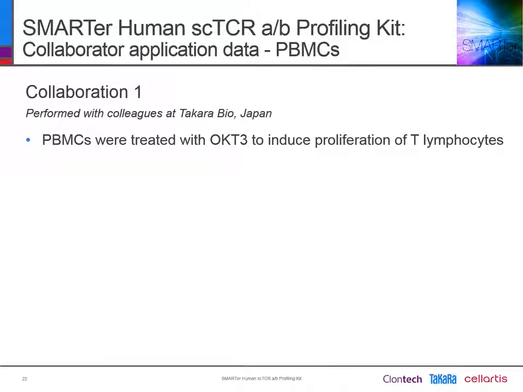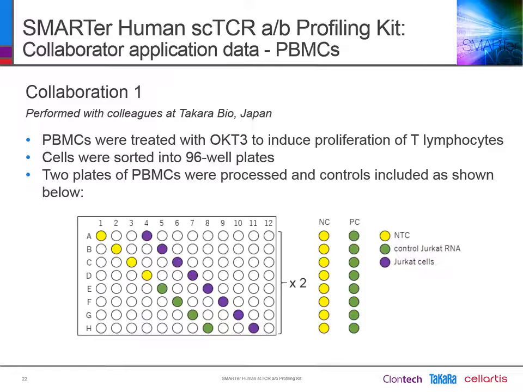The PBMCs were treated with OKT3, which induces proliferation of the T cells, and then the cells were sorted into 96 well plates. Now the group processed 2 plates and included controls as shown below. So not only did they include the controls that we highlight in the user manual, but they also included JURKAT cell controls.